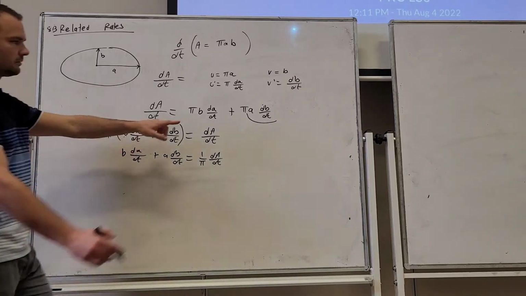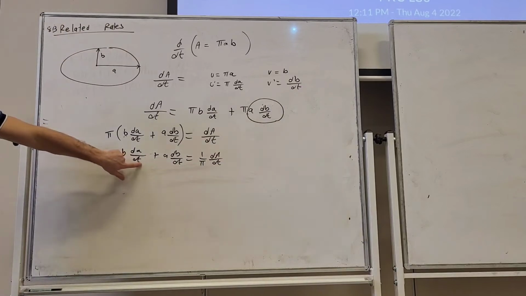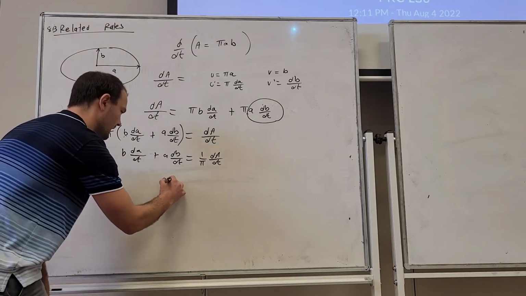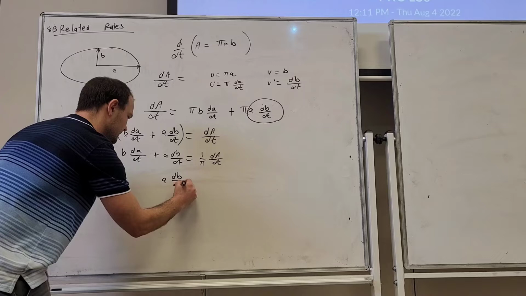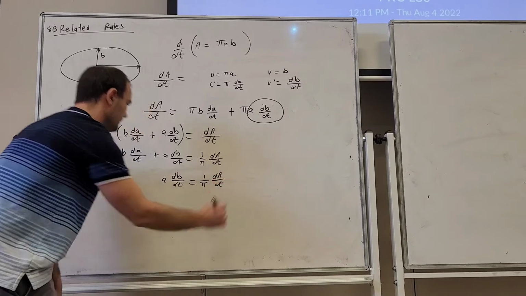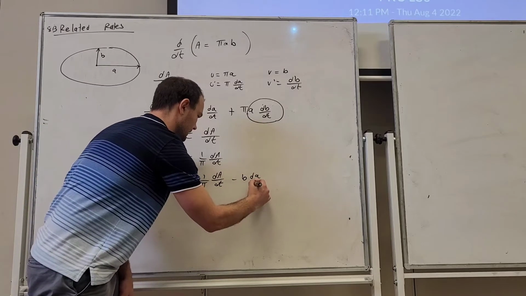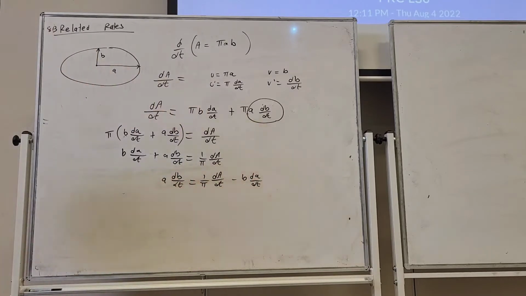Can see the solution. Remember, this is what we're trying to isolate. So we're going to subtract this one from both sides. And we'll have A dB on dt is equal to 1 on pi dA on dt, take away B d lowercase a on dt. There's some alphabet soup going on there. So that's what it wants us to show, right? Good. We've got it.